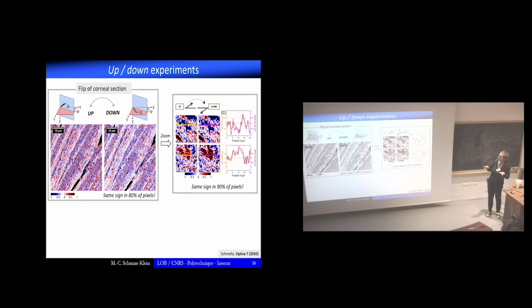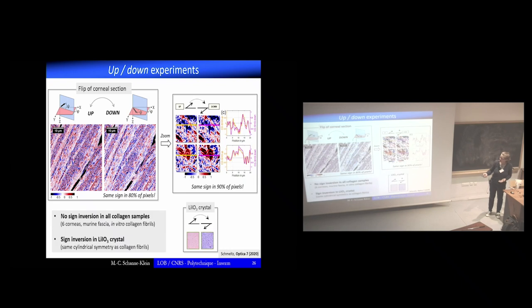Not perfectly the same images, because as it's a coherent process, it's very sensitive to the exact position of the pixel, but it was really the same sign, and we did it in many samples. We asked our colleagues in François Légaré's group at INRS in Montreal to do the same experiments on marine fascia, and we checked that with a crystal we can reverse the sign, so it was strange.